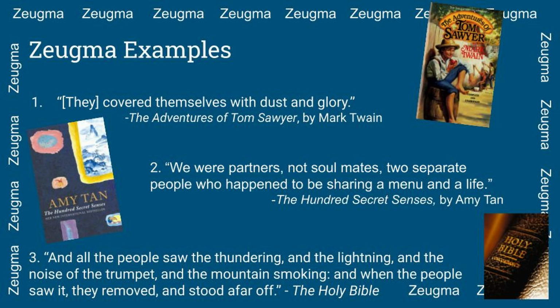Number 1. They cover themselves with dust and glory. This can be seen in The Adventures of Tom Sawyer by Mark Twain. Another example, number 2. We were partners, not soulmates, two separate people who happened to be sharing a menu and a life. This can be seen in The Hundred Secret Senses by Amy Tan.